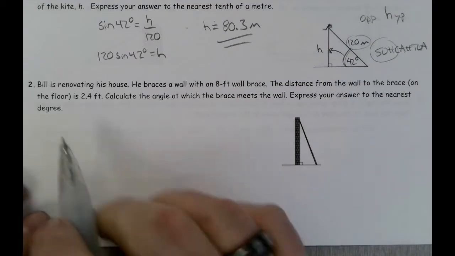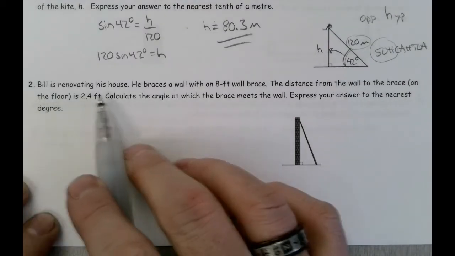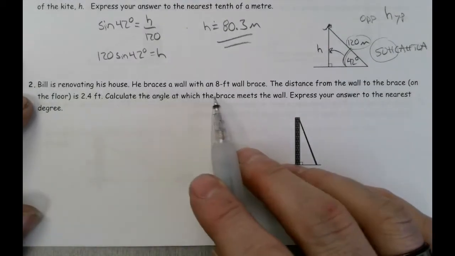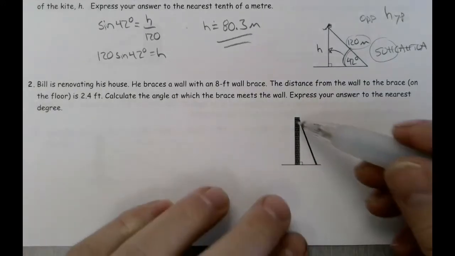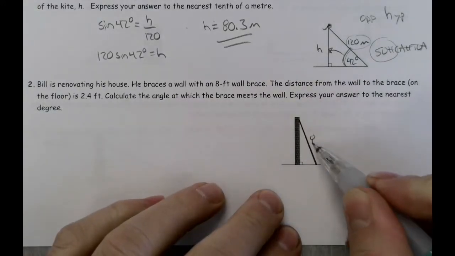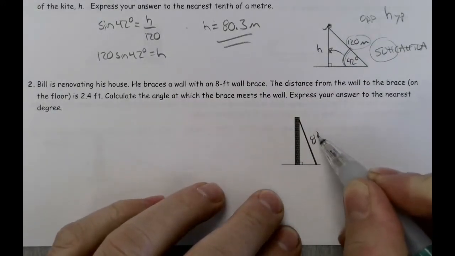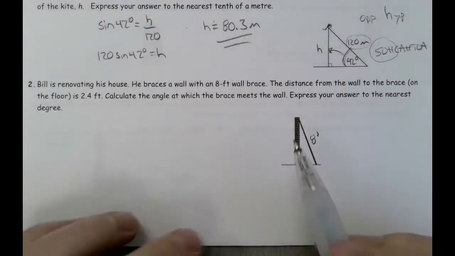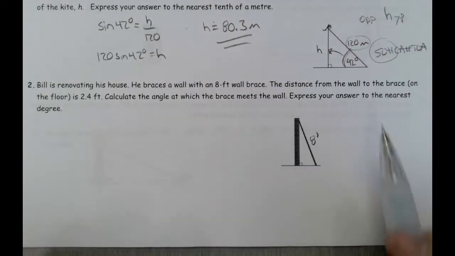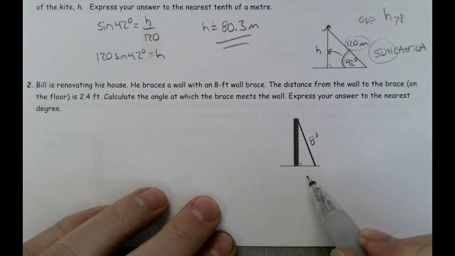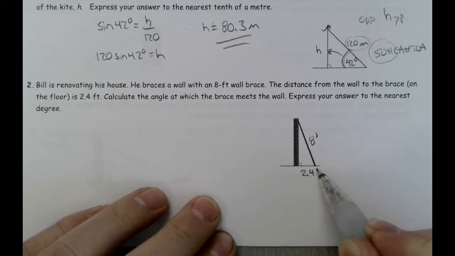Now for the next question here, we read, Bill is renovating his house. He braces a wall with an 8-foot wall brace. Okay, so here's the wall. This is going to be 8 feet, and we can use the little apostrophe there to mean feet. So the distance from the wall to the brace on the floor is 2.4 feet.